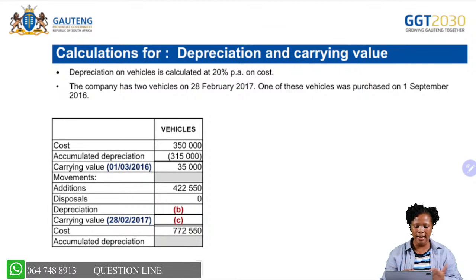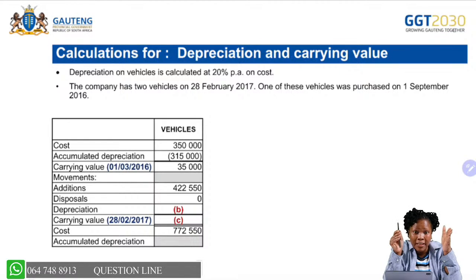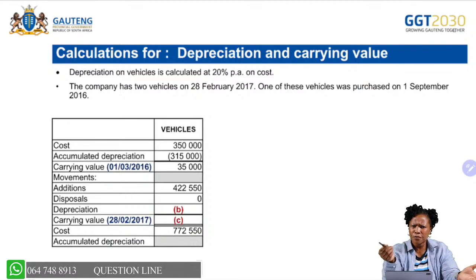And I always tell learners, my colleagues also, I will say 350,000 and 315,000. If they are looking very closer to each other, that is your cost and the accumulated. If they look very close, there's a small gap in between these two amounts. Therefore, it tells you that now our asset is going to be fully depreciated. We are fully depreciating the asset.